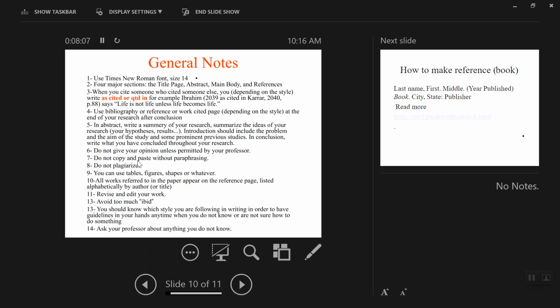So whenever you write something, when you have a paragraph, for example, and this paragraph has no documentation, it means that who is the writer? It means you. When we have a paragraph with no documentation, no citation, it means you wrote it. You stole it, if we want to say it in this way. Number 7, don't copy and paste, as I said, without paraphrasing.